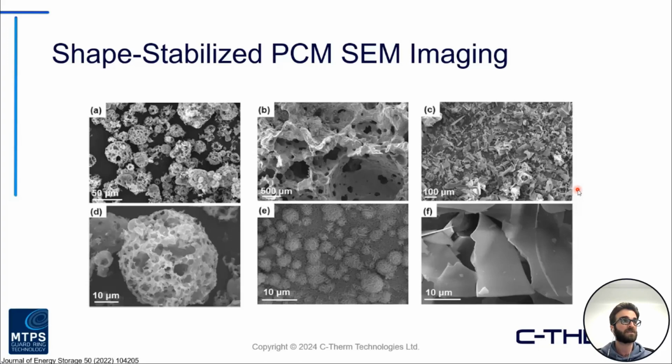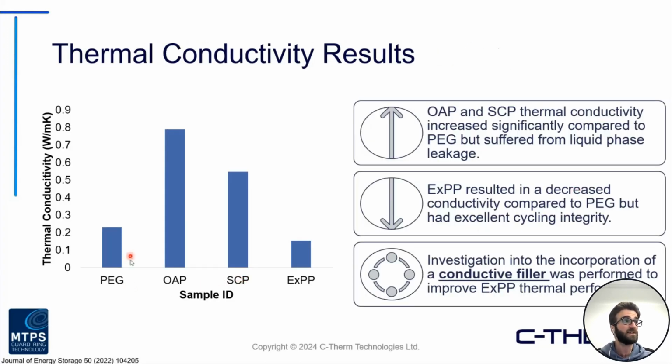Taking a look at some of their initial results, they found the thermal conductivity, comparing everything to their control, just the blank PEG. We can see here that the oil ash and the scoria thermal conductivity did increase quite significantly compared to their control, over double and almost 4x on the oil ash. But what they noticed is, although it had a significant increase in conductivity, it still suffered quite heavily from that liquid phase leakage.